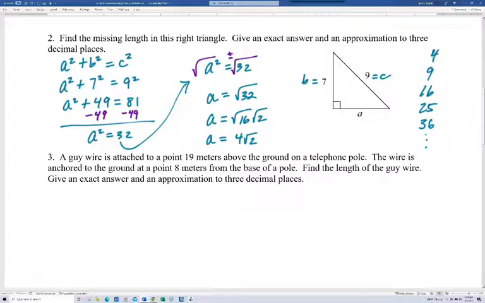And if you write that in radical form, the easiest way to do it is just take the square root of 32. You get 5.657.